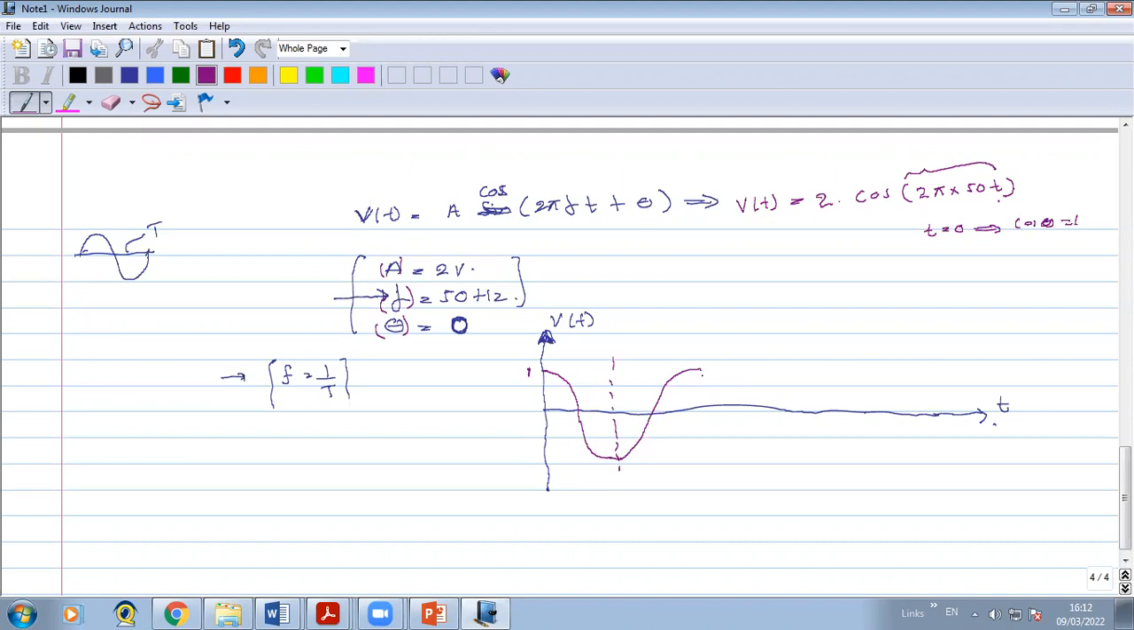So in your examination, you may get to draw this kind of sinusoidal signal. I have seen that in some examinations, you are given this kind of signal to draw.